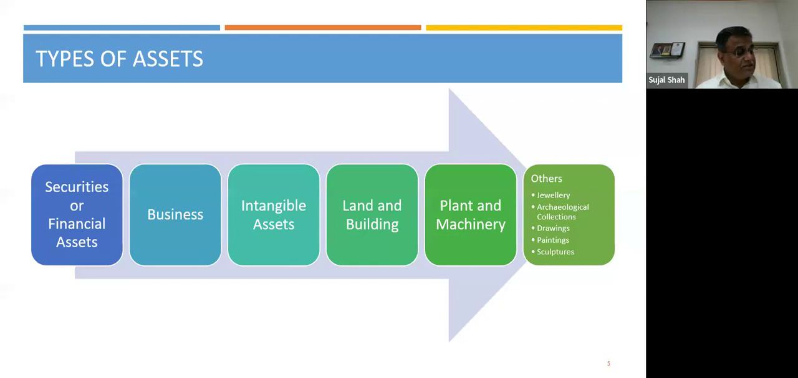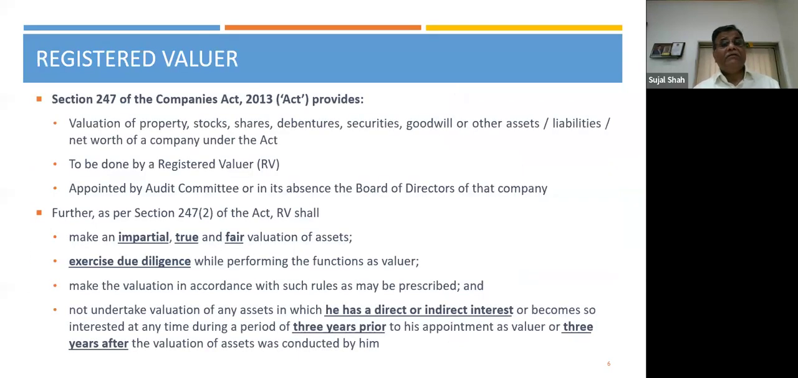Next slide, please. Now, very briefly, I will just tell you the recent amendments which came in the Companies Act, where Section 247 of the Companies Act was enacted, as I mentioned, sometime in 2018. And that's how the registered valuer concept got introduced. Very couple of important points only I will draw your attention to. If you read Section 247(2) of the Companies Act, what is expected from a registered valuer is making an impartial, true and fair valuation of assets. This is the first expectation they have given.